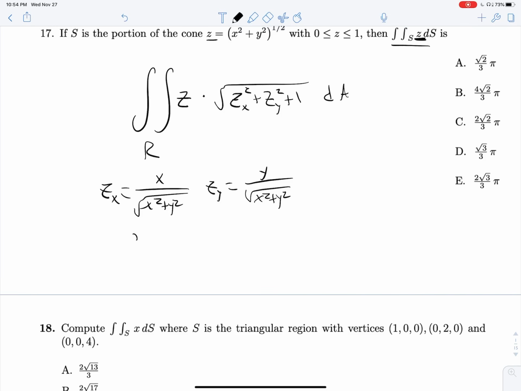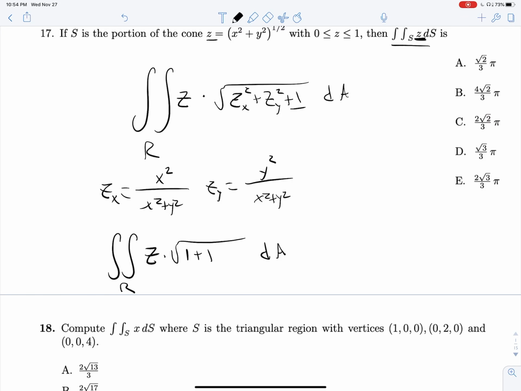So setting up this integral, we are going to see that zx squared is just going to be x squared over x squared plus y squared, and zy squared is just going to be y squared over x squared plus y squared. So z times the square root of these two added together is just going to be x squared plus y squared over x squared plus y squared, which is just 1. And then we have to remember that we already have a plus 1 in here, dA.